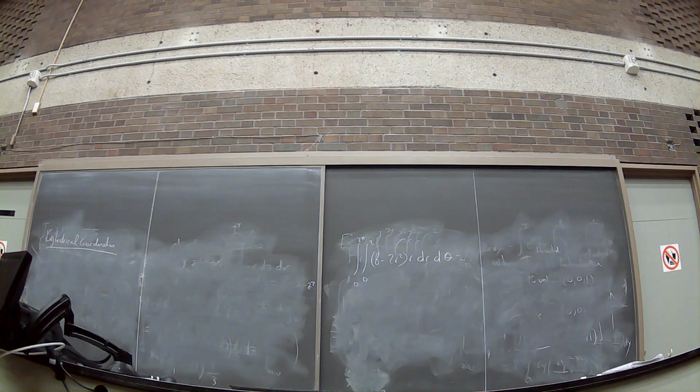So now we move on to cylindrical coordinates. Now what are cylindrical coordinates? Suppose I have a point in space. How many coordinates do I have? X, Y, and Z, right?